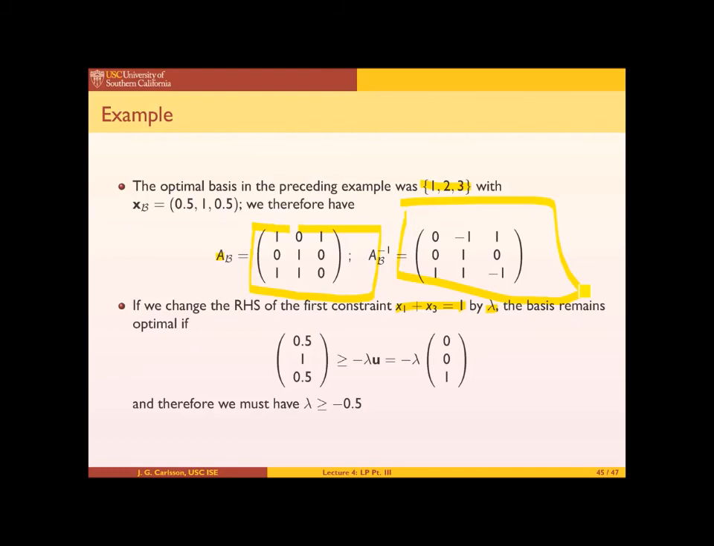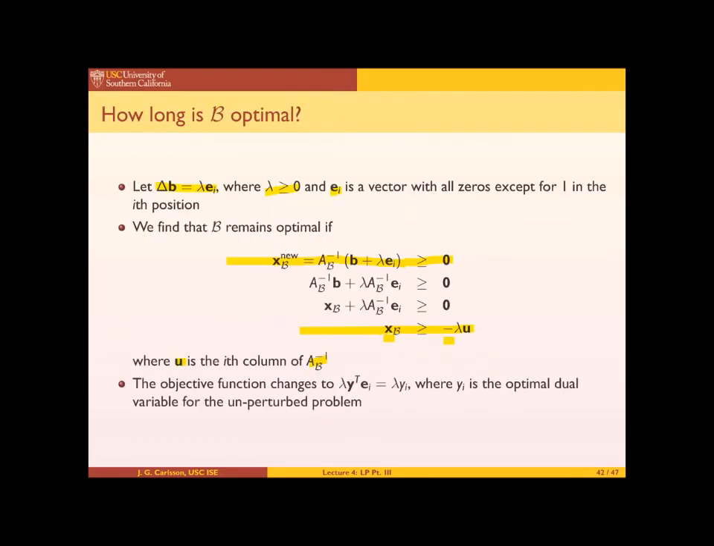Right now my basic set is 1, 2, 3. I'd like to know if I change that x1 plus x3 equals 1, if I change that 1 to 1.5, is the optimal basic set still 1, 2, 3? If I change it to 2.5, is the basic set still 1, 2, 3? We'd like to know that. And so here's how we determine that based on the argument I had before. You take the ith column. In this case, we're varying the first constraint. So you take the first column of A_B inverse, and you ask under what conditions is it true that x sub B, the basic value entries of x, are greater than or equal to minus lambda times that ith column.